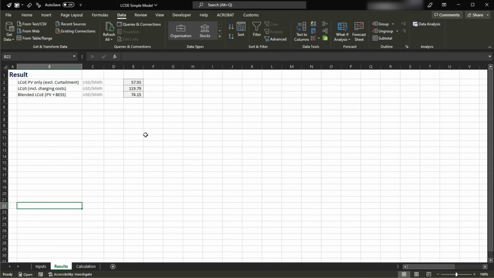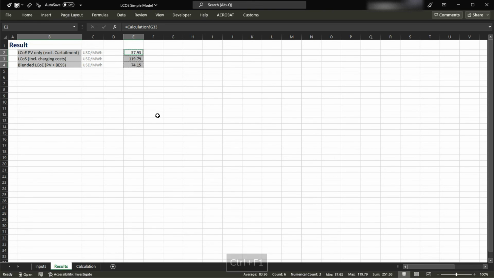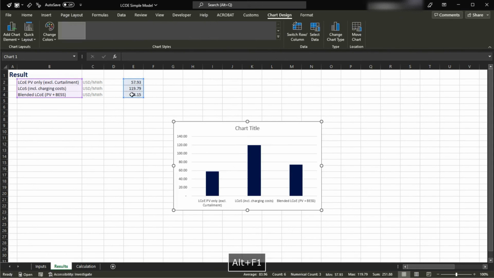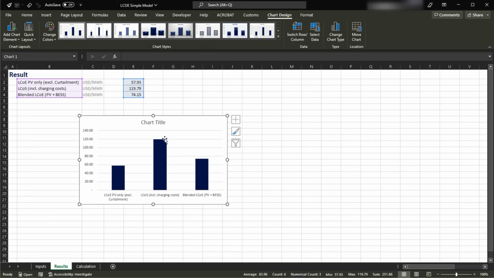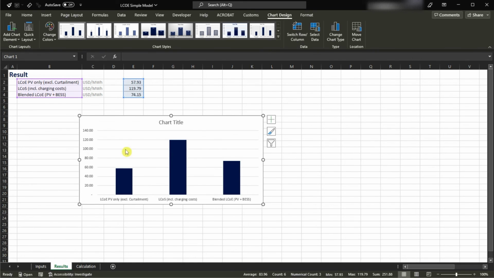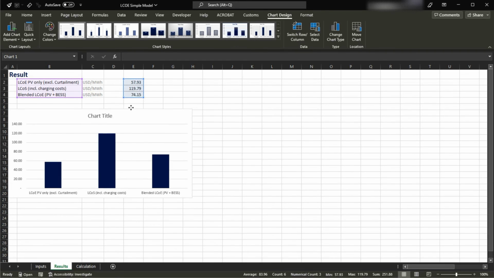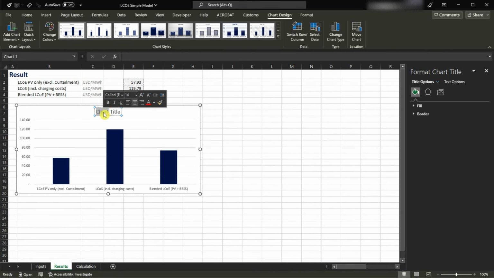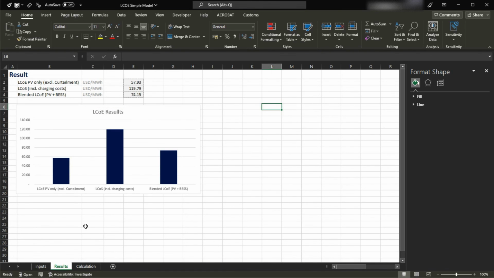We can eventually have a graph here, so let's select, Alt F1, and then we can have the graphs in here, and you can already see what the LCoEs are. Okay, we can just plug this number in here. We can say LCoE results. Okay, so we have a graph now.